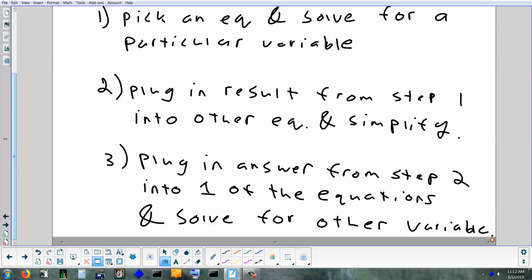Okay, so any questions on the general idea of substitution? And at this point, that's Algebra 1 stuff, so we really should probably be pretty good with that.